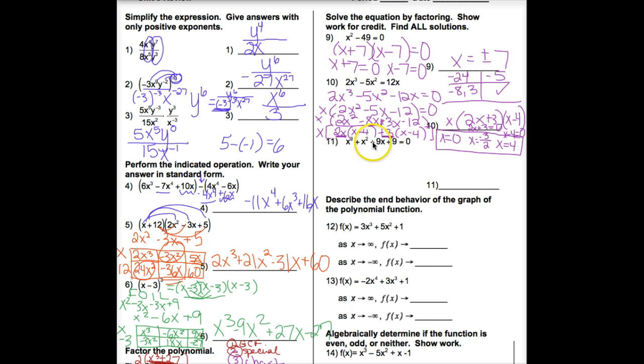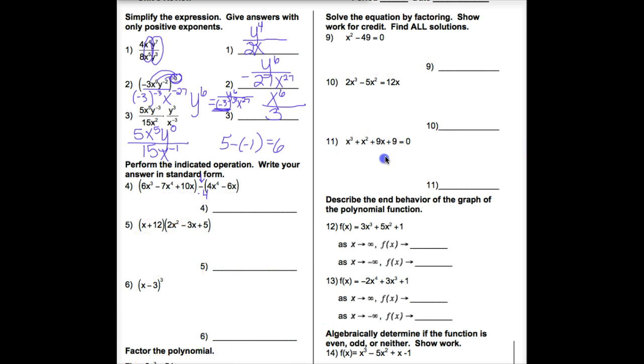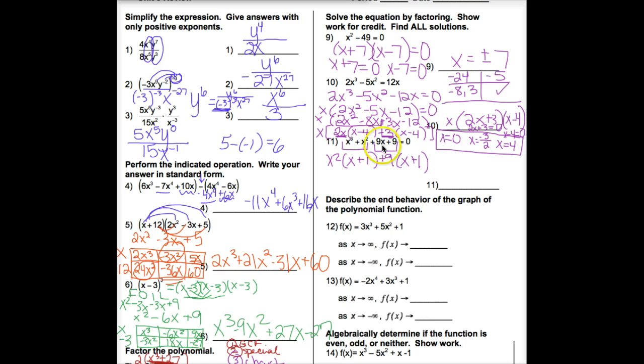Number 11, there is no GCF and it has 4 terms, which means the only way it factors is by grouping. So first group has a GCF of x squared, which leaves you with x plus 1. This has to be x plus 1 also. Work backward. X times 9 is what gives you the 9x. So the factorization is x squared plus 9 times x plus 1.